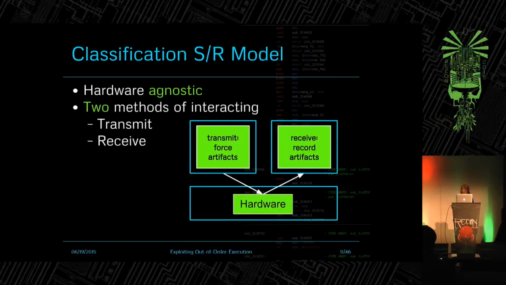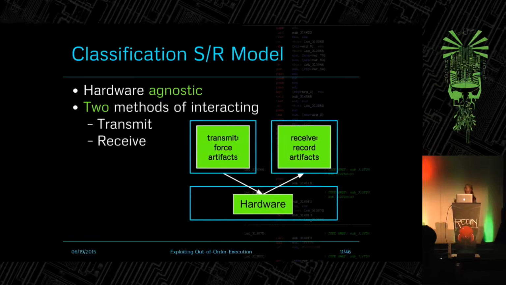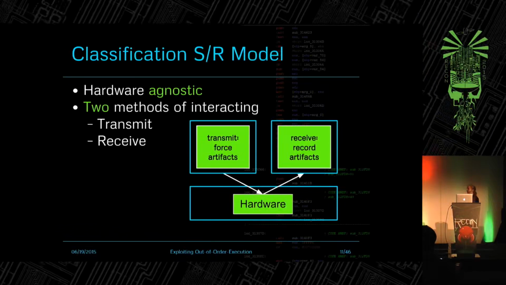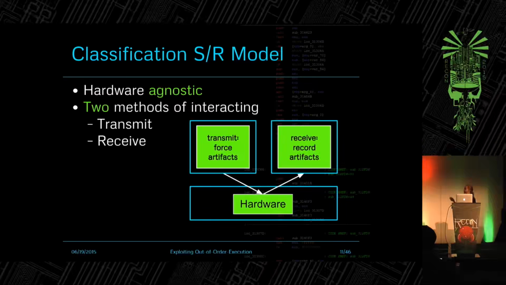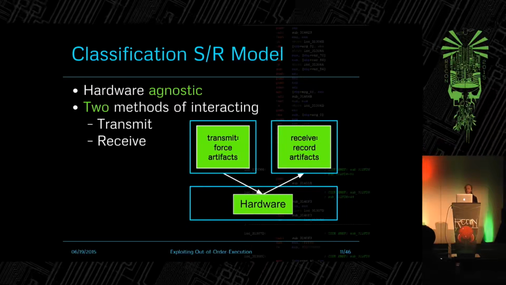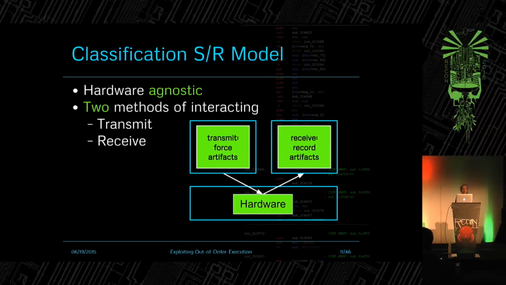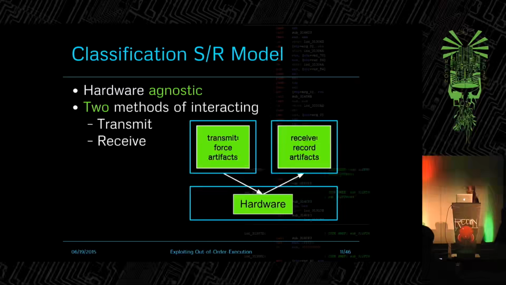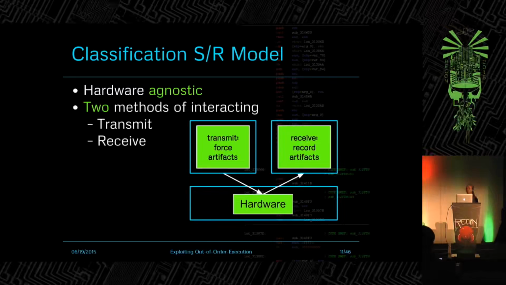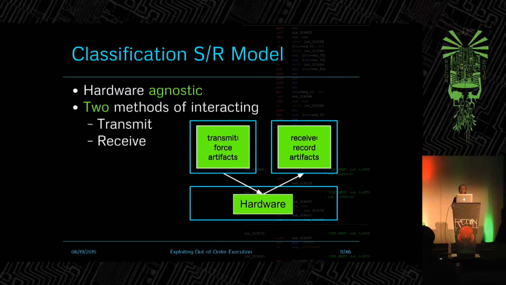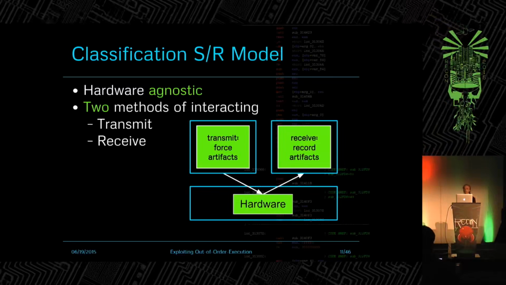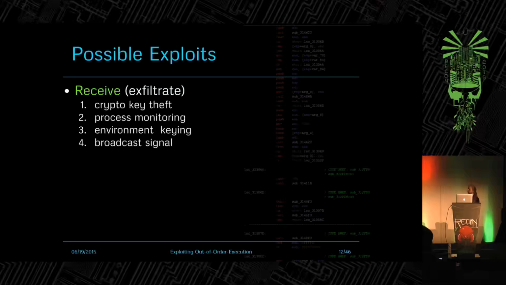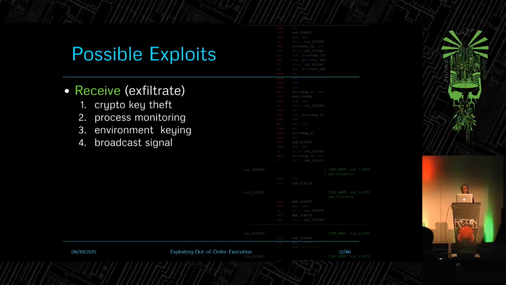So you can structure a basic send and receive model out of this, or a basic side channel. This is hardware agnostic. You have one transmitter which is forcing artifacts, either knowingly forcing artifacts into the environment or unknowingly forcing artifacts into the environment. And that shared hardware is then being read by the receiver or the adversary to learn information about that one sender.